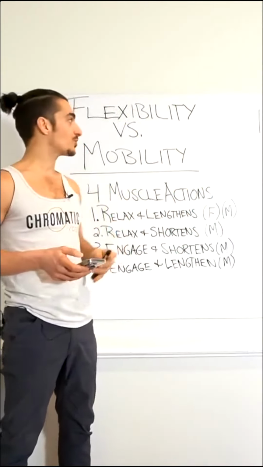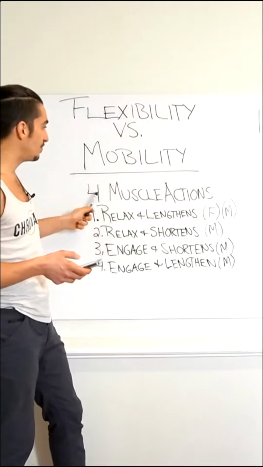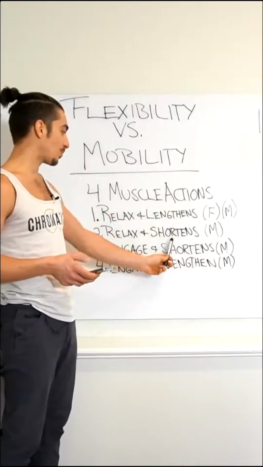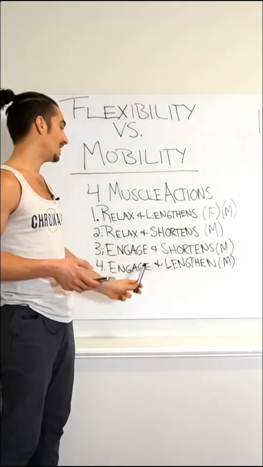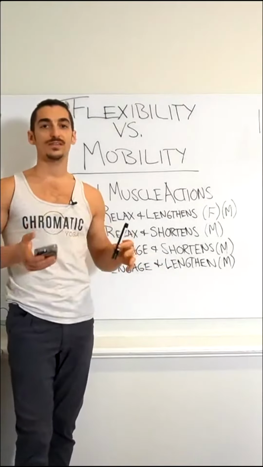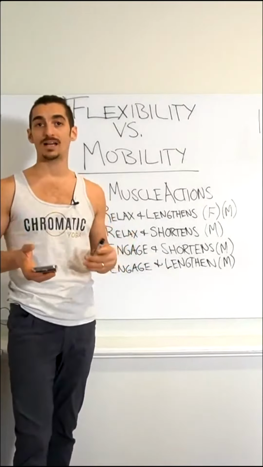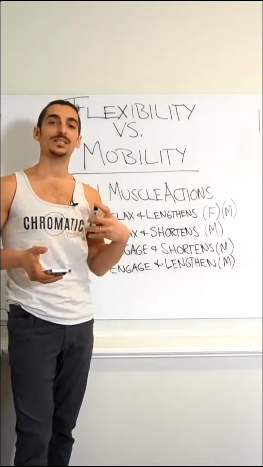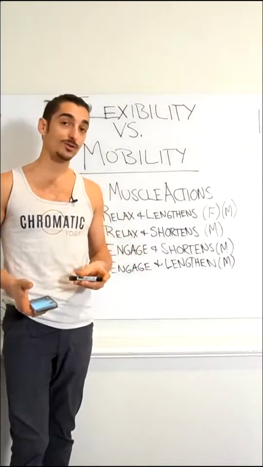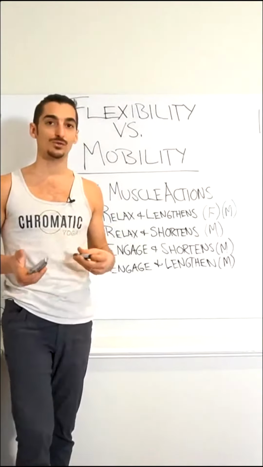So the mobility immersion, we're going to be focusing on all of these key points of the 4 muscle actions: relaxing and lengthening, relaxing and shortening, engaging and shortening, engaging and lengthening. And that's really going to increase the muscle activity in your body, neuromuscular activity, and it's going to increase the health and the wellness of your muscular system. Arguably also the health of your joints as well.